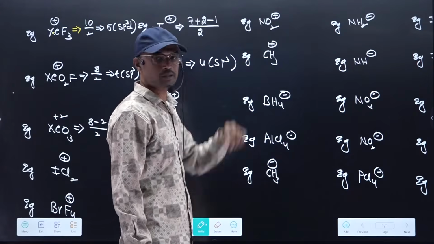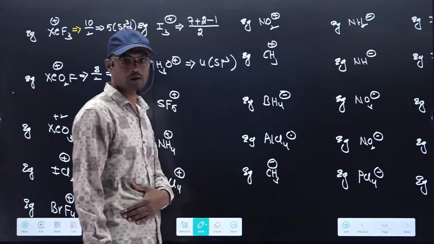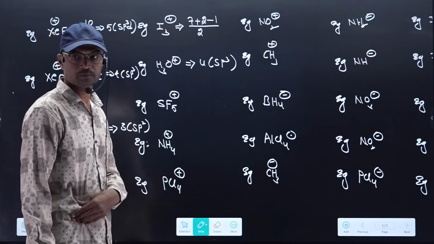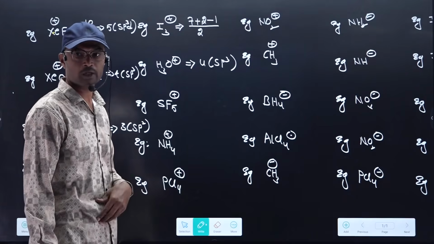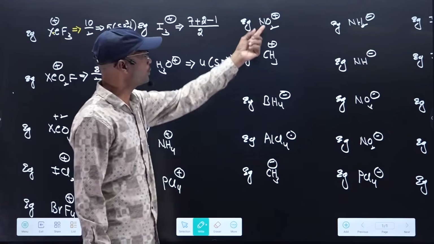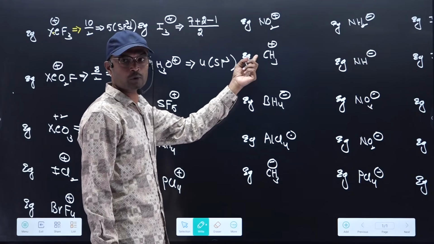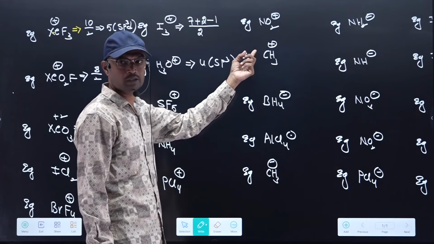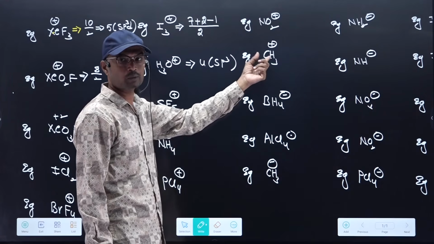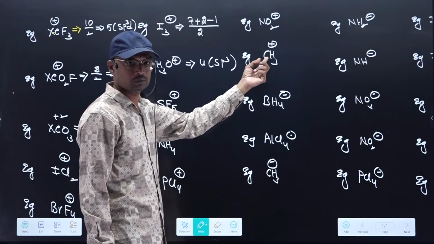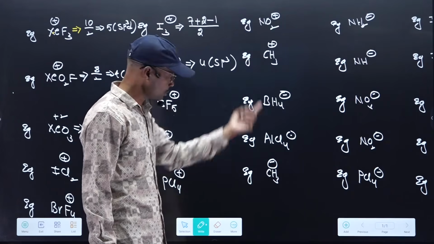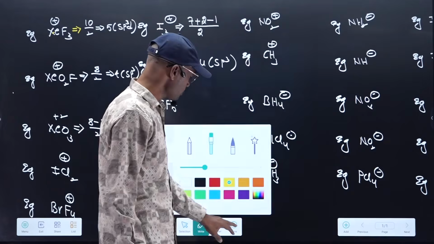What about NO2 plus? NO2 plus: 4 by 2, sp. Linear. Carbocation: 4 plus 3, 7. 7 minus 1, 6. 6 by 2, 3, sp2. Is it clear? So you work out all of this. Go through the anions.